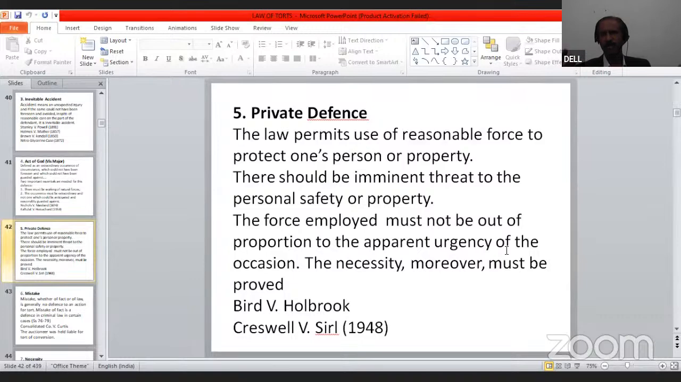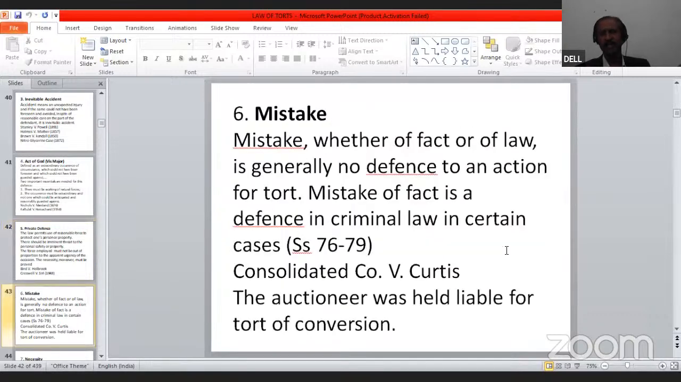He was a shepherd, actually, taking care of several sheep. At that time, a dog started chasing and biting the sheep. There was a distance of 200 feet, and the shepherd could not reach that dog to prevent the attack, and that's why he took his gun and fired at the dog, and the dog was killed. So they said it is a private defense. My property was in danger, so there was no other alternative to prevent it except firing at the dog. So that is called private defense.